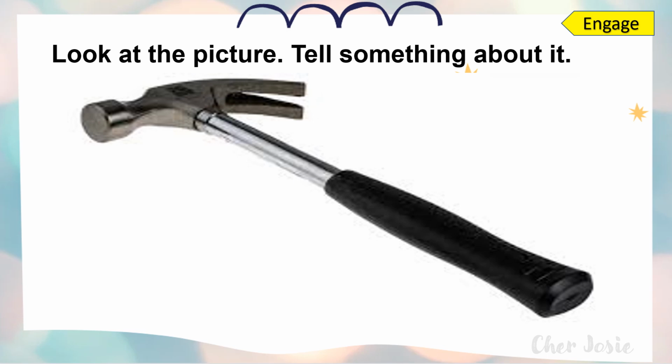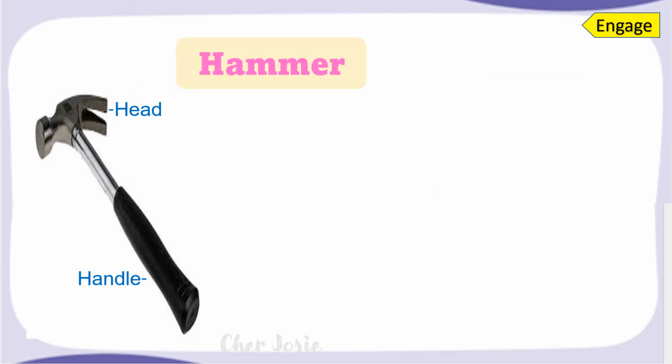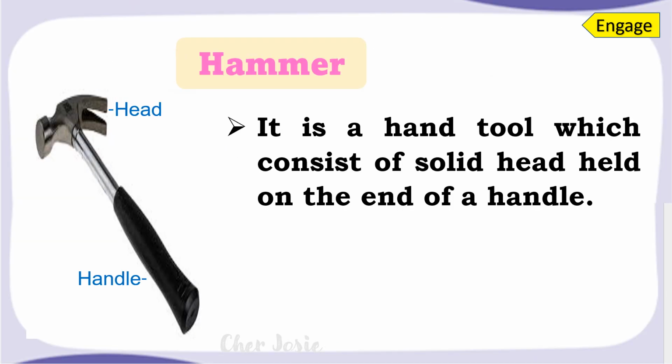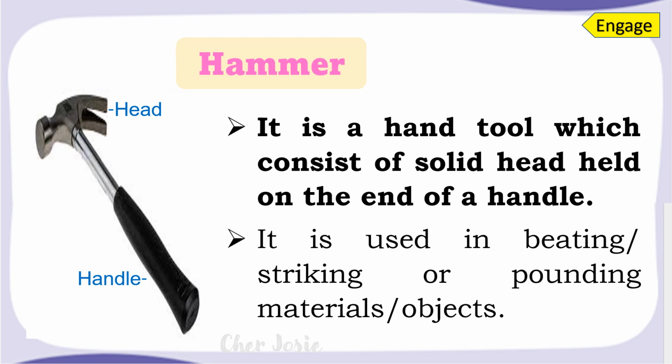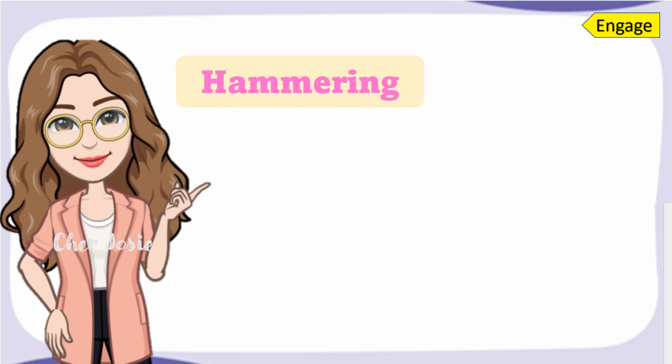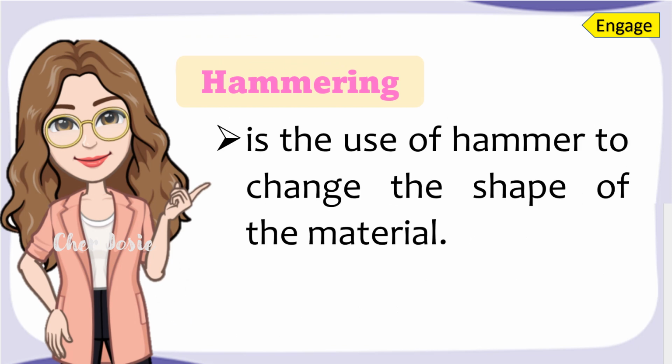Take a look at this picture. Kindly tell something about it. Very good. When we say hammer, it is a hand tool which consists of solid head held on the end of a handle. It is used in beating, striking, or pounding materials or objects. And if we say hammering, it is the use of hammer to change the shape of the material.